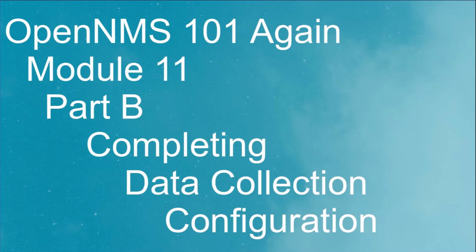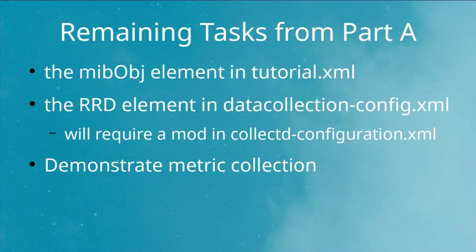This is OpenNMS 101 again, Module 11, Part B, completing data collection configuration. Part A of this module completed the skeletal configuration of datacollection/tutorial.xml and datacollection-config.xml. This video will complete the configuration in those files and make necessary adjustments to collectd-configuration.xml based on the RRD configuration in datacollection-config.xml. Data collection will be demonstrated.